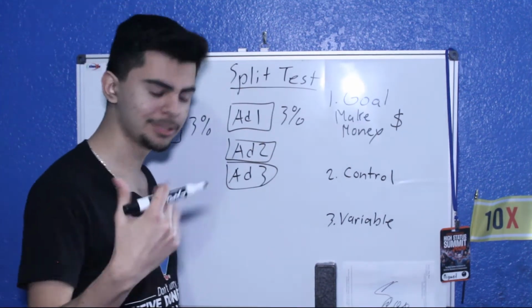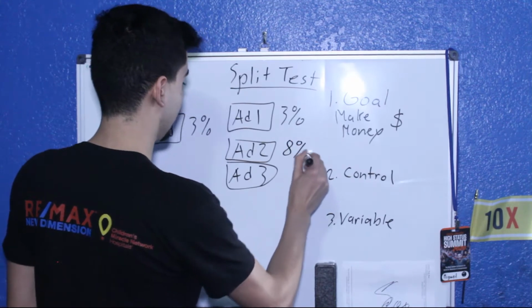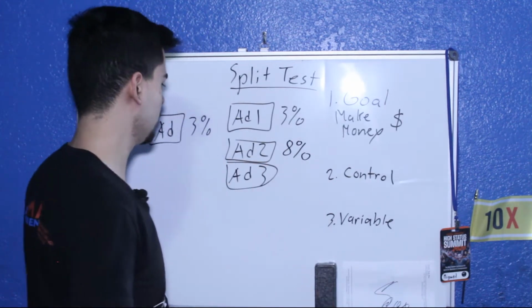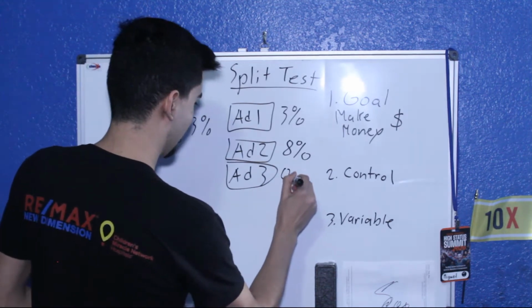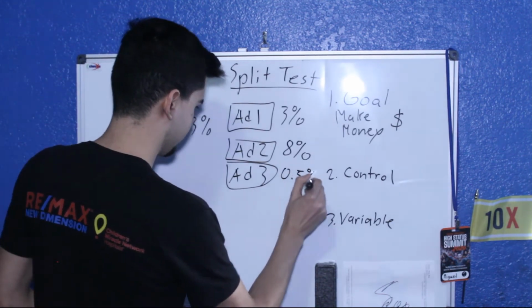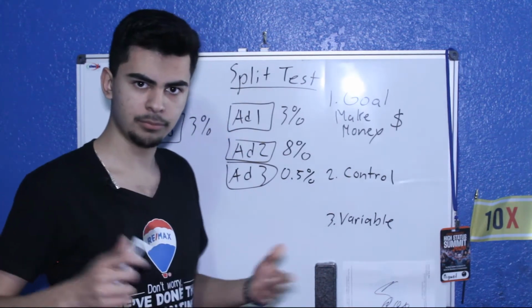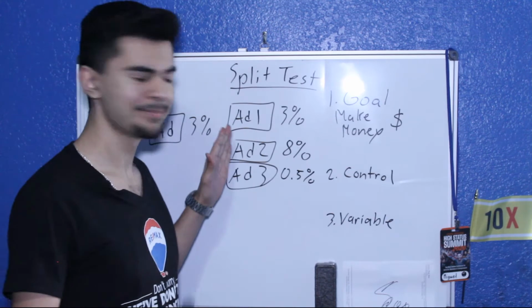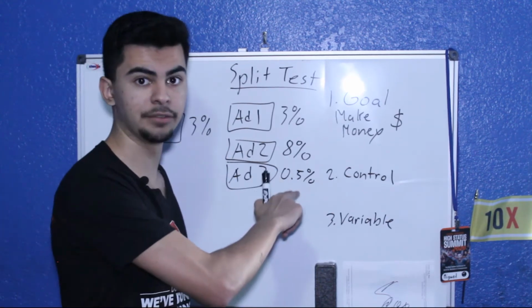So ad 1 makes us 3%. Ad 2 gets us money 8% of the time. Huge improvement on ad 2, over double. And ad 3 is a very bad ad. It actually only gets us money 0.5% of the time. Okay, and the reason this is so important is, well, which one do I want to be running? Obviously ad 2, right? The one that gets us money 8% of the time.